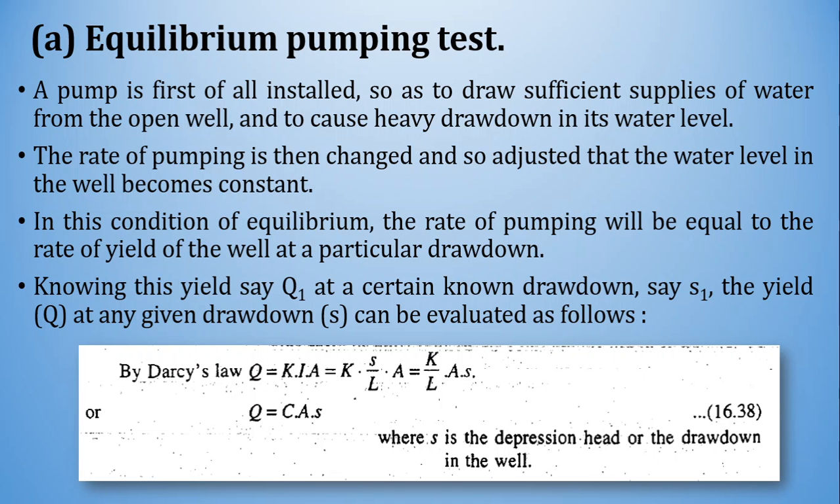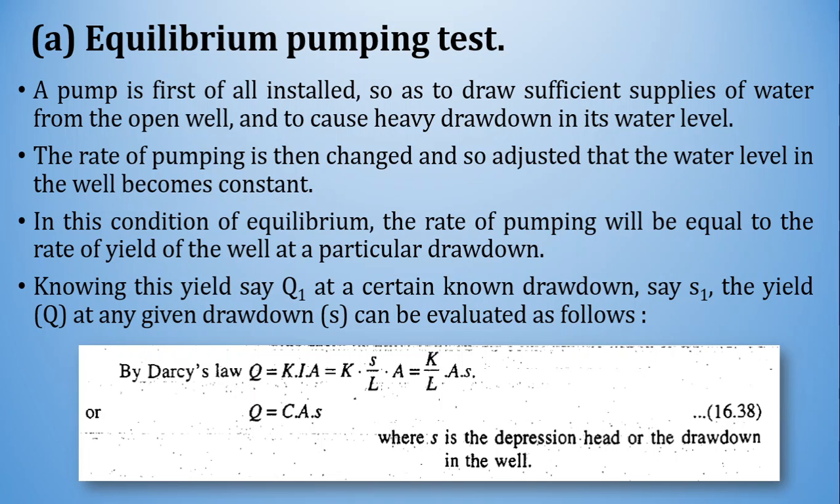The pumping test is also called the equilibrium pumping test, because only when all the conditions are met at equilibrium can we find out the yield. So see how the calculations are done. A pump is first of all installed so as to draw sufficient supplies of water from the open well and to cause heavy drawdown in its water level. The rate of pumping is then changed and adjusted so that the water level in the well becomes constant. Thereby the equilibrium conditions occur.